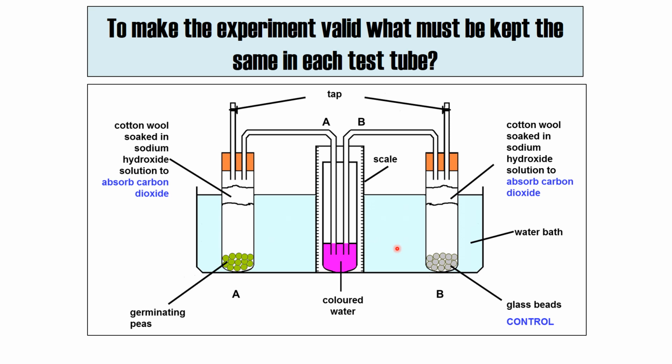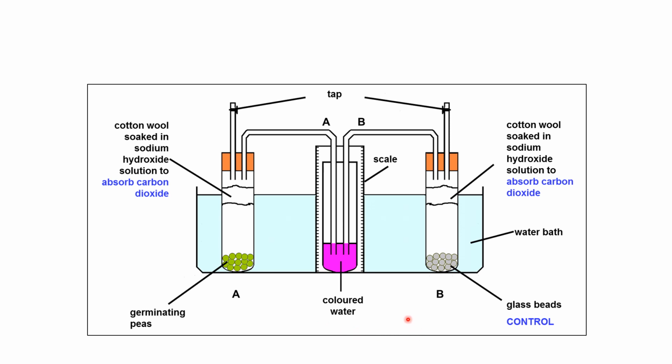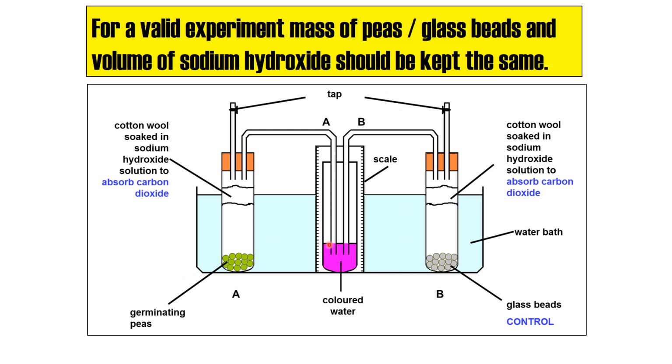And just a wee validity question, experimental design. Have a think, what would you want to keep the same in each test tube in A and B? Pause and have a think about that, write down 2 or 3 things if you can. So things you'd want to keep the same: you'd want to have the mass of peas the same as the mass of beads. Also the volume of sodium hydroxide. You can see they've got the water bath, so that's keeping the temperature the same. So a few different things you would want to keep the same in this test tube and this test tube.